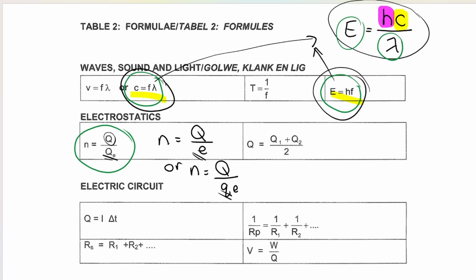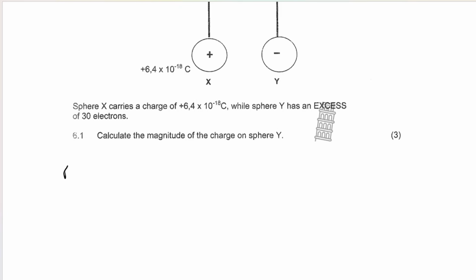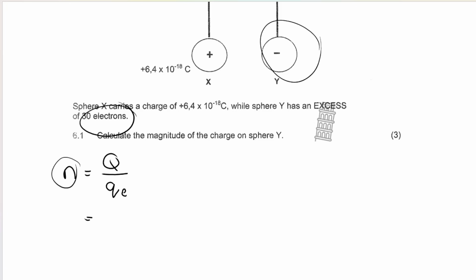So what we do is we write the formula first. N is equal to Q over Q_e. N is number of electrons. So this sphere has an excess of 30 electrons, so in the place of N, we put 30. Q is what we're looking for. We're looking for the charge on Y. And Q_e is the charge of one electron, negative 1.6 times 10 to the negative 19.